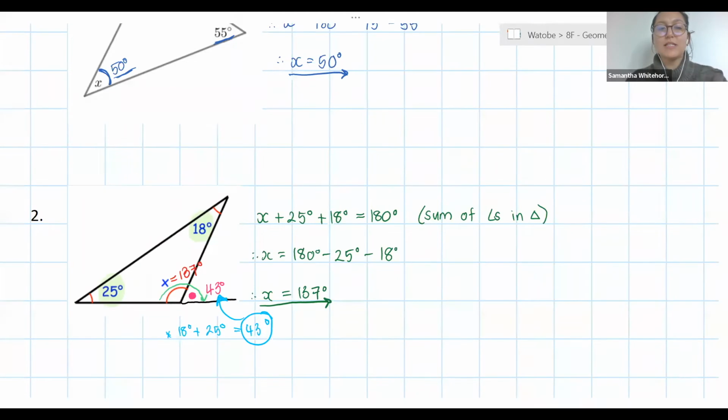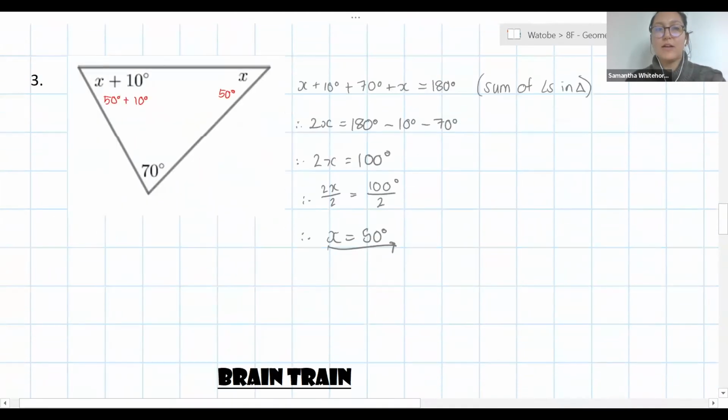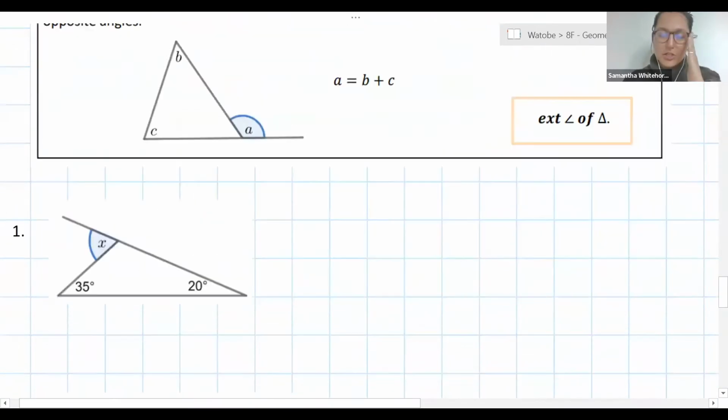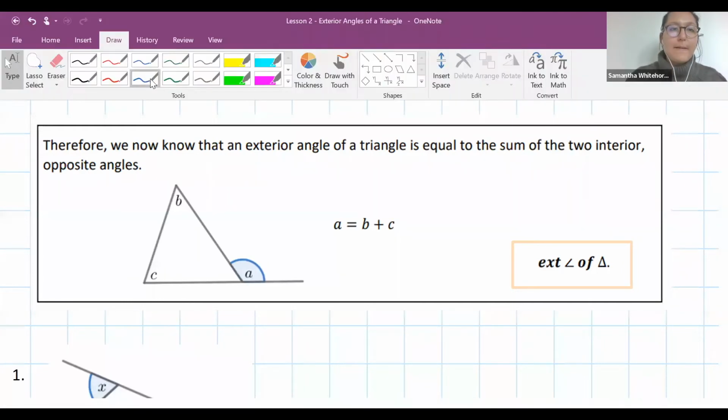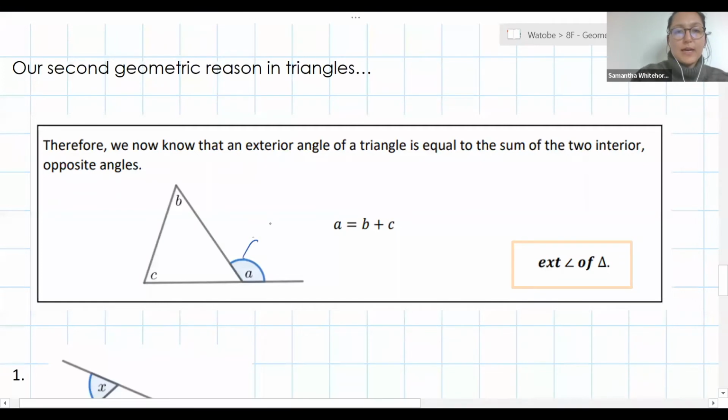Okay, so this is actually the second reason that we're going to have a look at here. You don't have to take all of that down, that was just me explaining it. We're going to do lots of examples. What we have established is that if we take the opposite interior angles and add them together, I should get the exterior angle. So just to make sure we all understand what that means, in this case, this blue angle here is the exterior angle. It is outside the triangle. That's what exterior means.